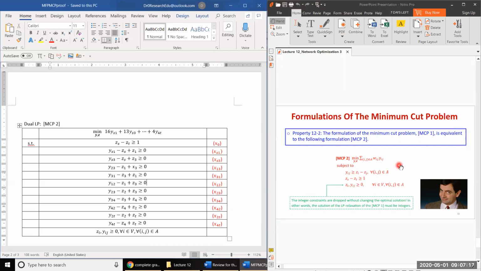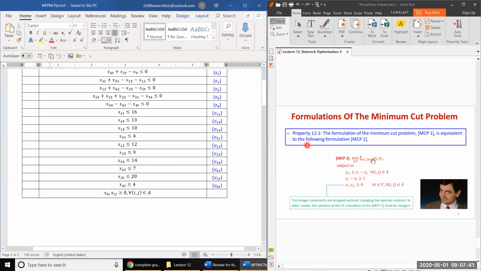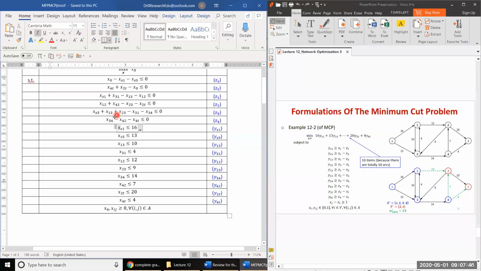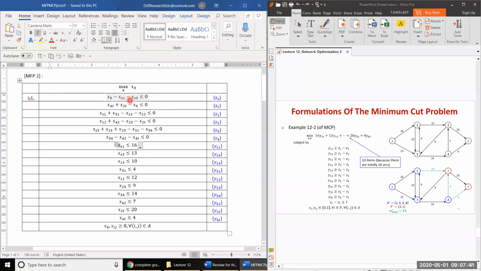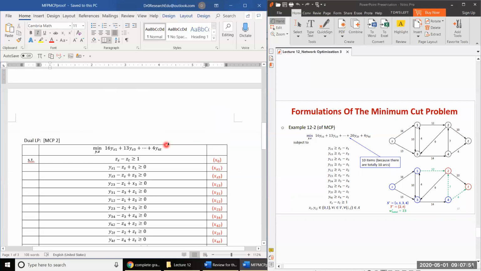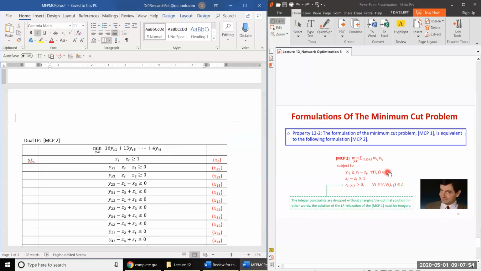So that's the reason why, if it's possible, we always want to have a linear program to describe a problem instead of an integer program. Of course, in most cases, you don't have any choice. You must use an integer program. But luckily, in MFP and in MCP, we can formulate them to be linear programs instead of integer programs. Okay, and so here we've already seen for this specific graph, the MFP2, the dual of it is actually MCP2. Now let's have a look at the general case.